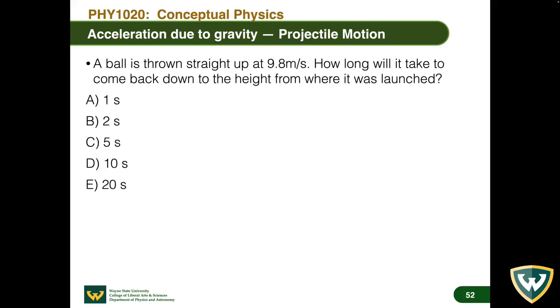So think about this in a specific example. A ball is thrown straight up at 9.8 meters per second, a speed numerically equal to the acceleration of gravity, 9.8 meters per square second. How long will it take to come back down to the height from where it was launched? How do you do this? Well, the simplest thing is to calculate how long it will go up and essentially multiply by 2. So I'll let you do this. I'll give you a few seconds to do this.